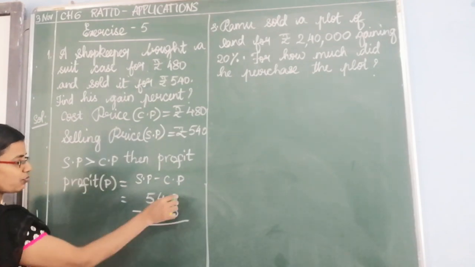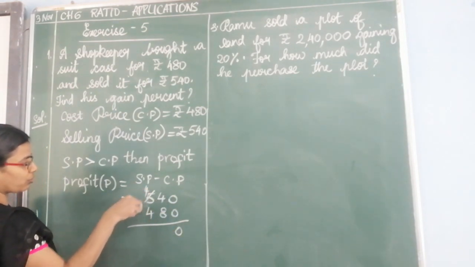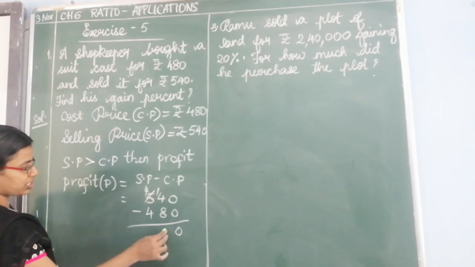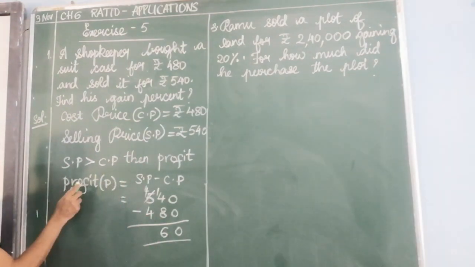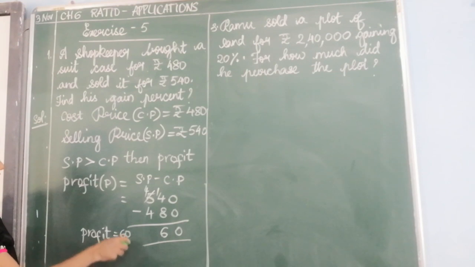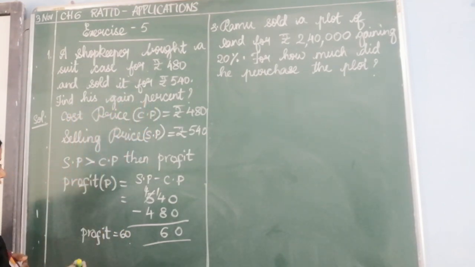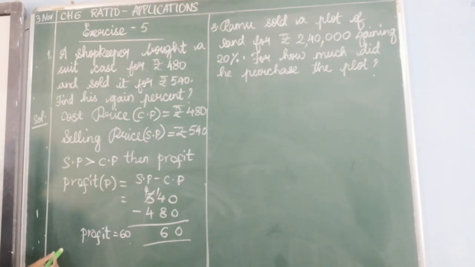540 minus 480. 0 minus 0 is 0. 4 minus 8 you can't do, borrow from the 5, so 14 minus 8 is 6. 4 minus 4 is 0. So the answer you got is 60. So you got the profit as 60. But what did they ask you to find out? They asked you to find out the profit percent or the gain percent.